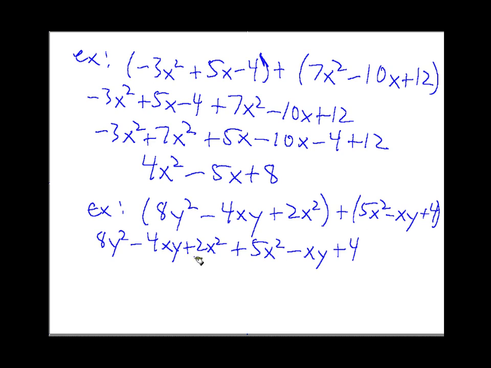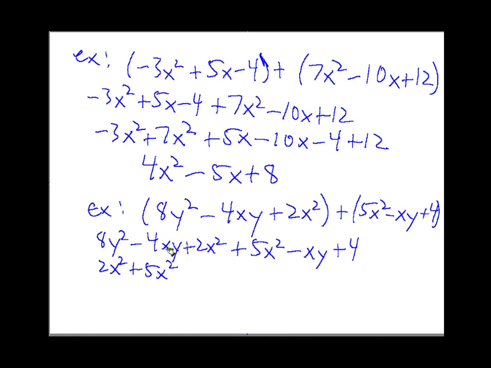So now, one thing you might want to do is alphabetize your variables. In other words, here I see y squared, but why don't we start with the x squared first? So x comes before y in the alphabet, right? So let me start with 2x squared plus 5x squared, right? And then let me go to the xy terms next, all right?